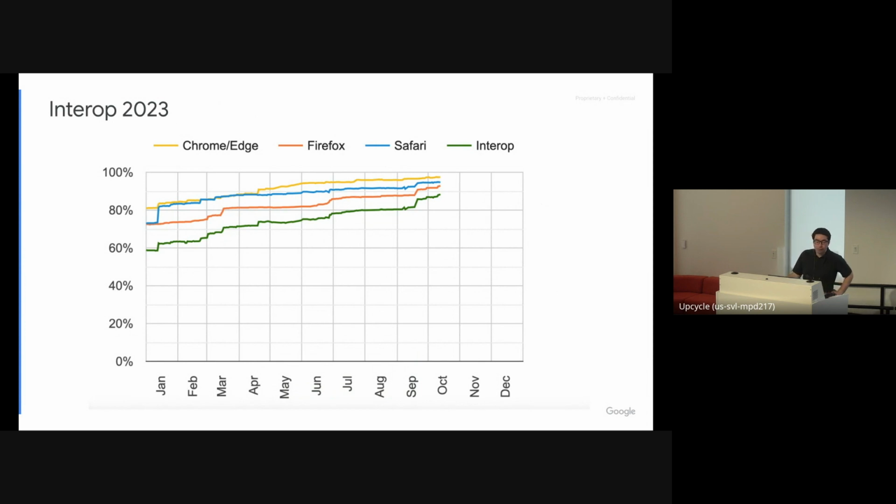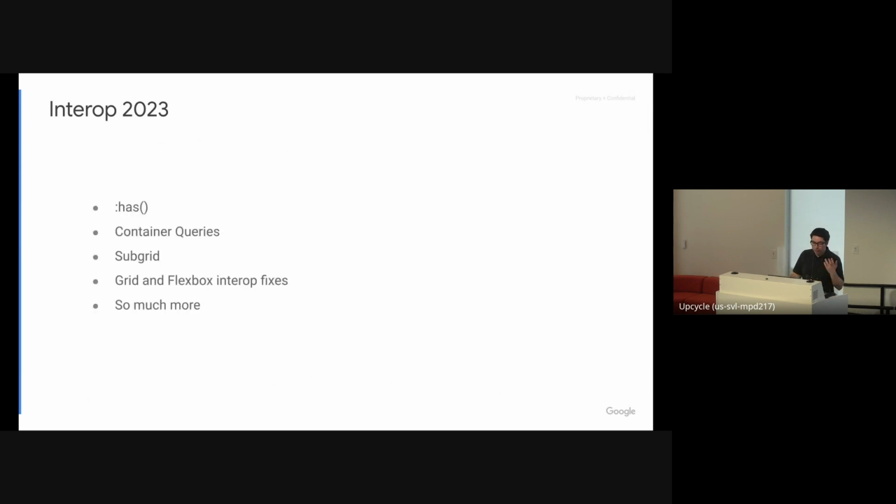We started the year at 58%, and we now are at 88%. So there were some very impactful areas that are now implemented across browsers consistently and interoperably. It was really fantastic, and there are some really interesting things in there. So the hash selector, for example, was one of the top developer requests last year. Now available in all browsers.